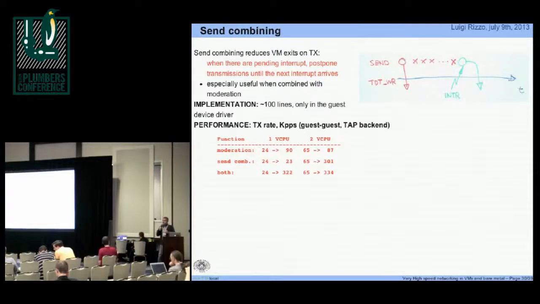It's a trade-off. So the first packet always goes out immediately. Then the other ones are delayed depending on your interrupt moderation delay. So it can be short, large, it's up to you. But the advantage is really huge, because we went from 60,000 to 300,000 packets per second.